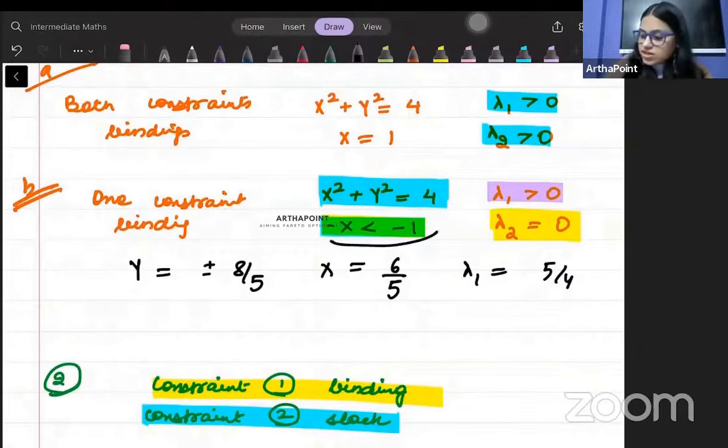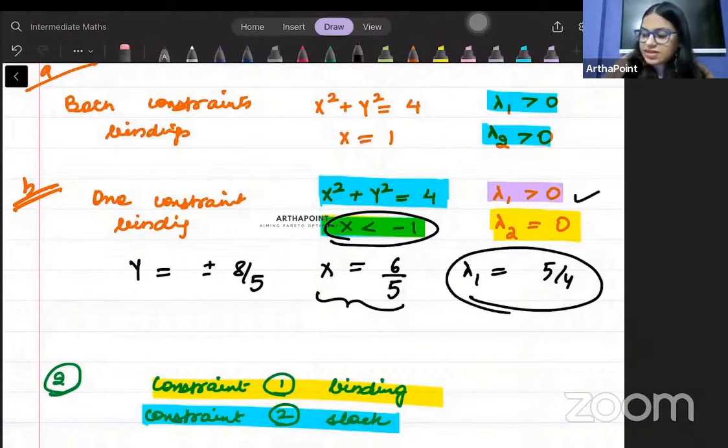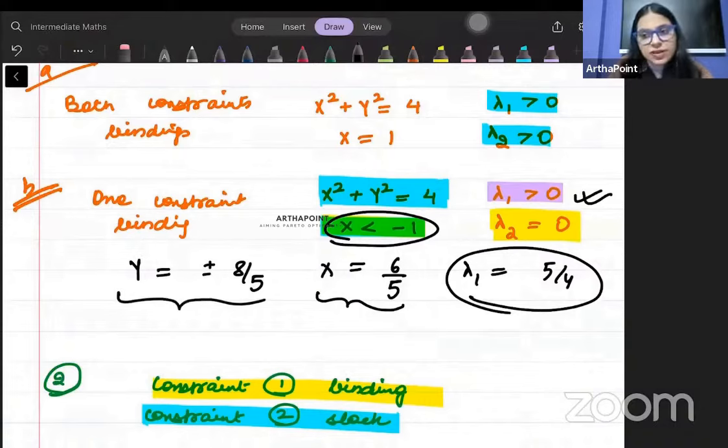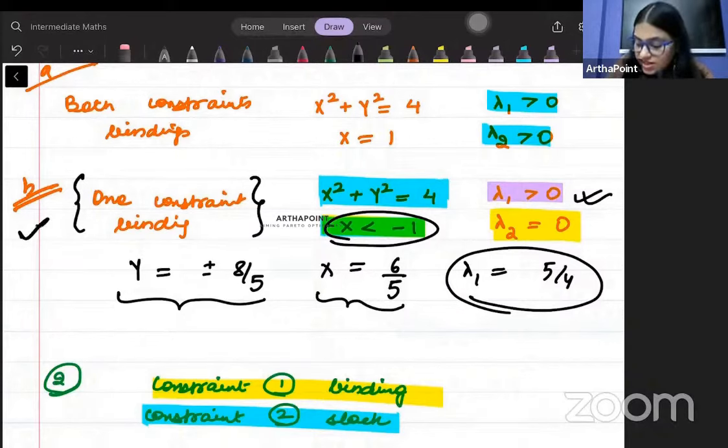So this constraint is satisfied, beta. Lambda 1 is greater than 0 is satisfied and y is ±8/5, which is okay, fine. y पे कोई constraint नहीं था. So we have satisfied all the properties that must be satisfied. So this condition is at this point where one constraint is binding. इस constraint को हमने binding रखा है. It is satisfying all possible conditions.